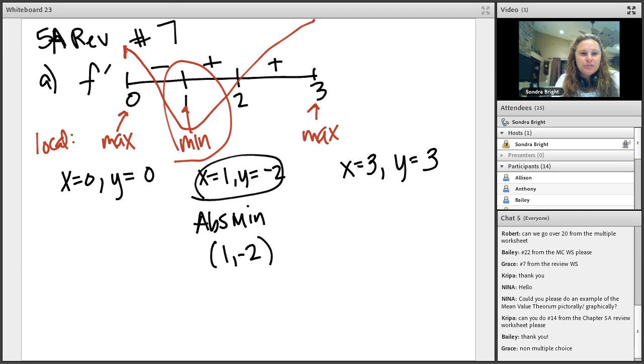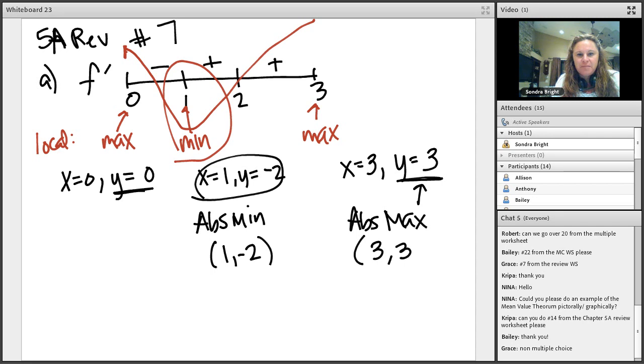For your absolute max, which one's bigger, y equals 0 or y equals 3? 3 is definitely bigger than 0. So your absolute max is going to happen at (3, 3). All right, so that's that.